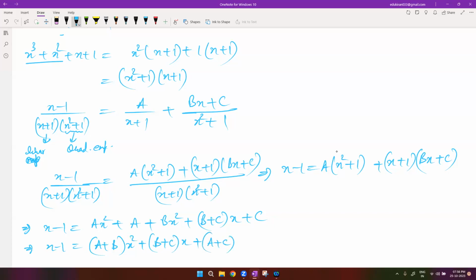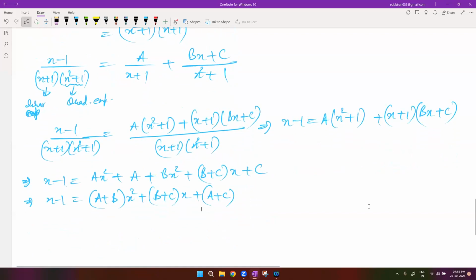This is a long method, by the way, but the long method says that please solve the whole left hand side and right hand side and come up with the equation. I mean, your left hand side should be a polynomial as well as your right hand side should also be a polynomial. Now you can compare the coefficients.